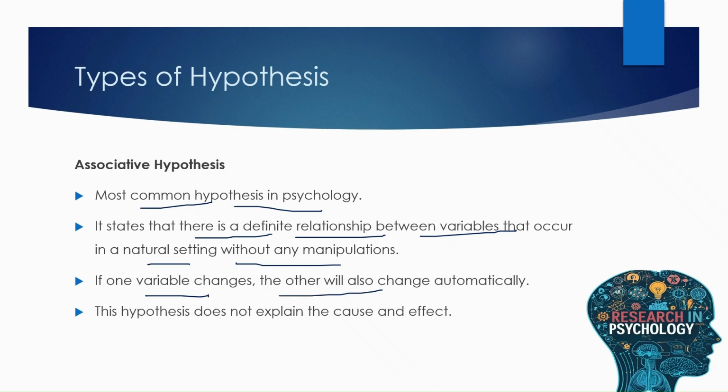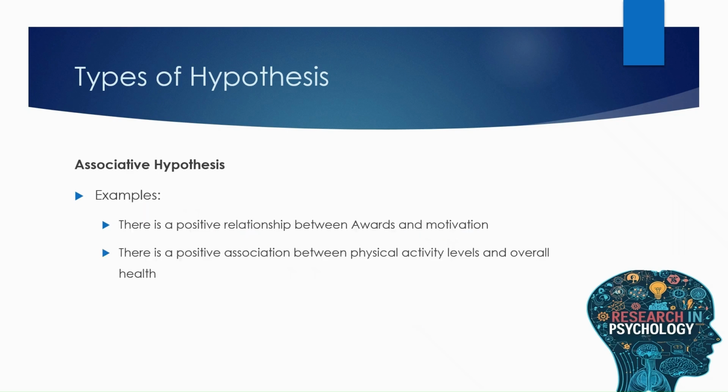All right, so this happens without any intervention, without any external intervention from the researcher. All right. Now, this hypothesis does not explain cause and effect, why this is happening. Okay. Like what causes a particular effect. Associative hypothesis is not explaining that. Only that there is a definite relationship, and if one variable changes, the other will also change automatically without any external interventions.